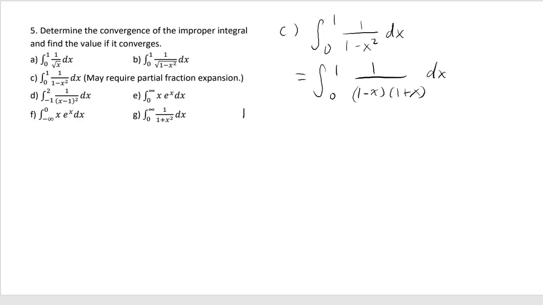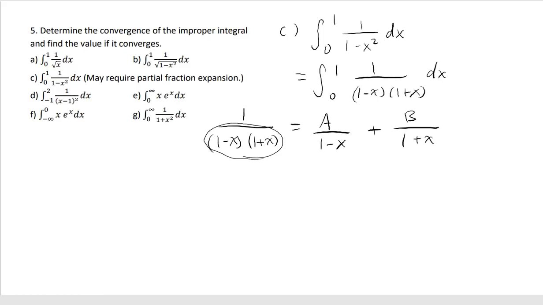So let's figure out how it is decomposed into two fractions. I'm going to write one of them as a over 1 minus x and the other one as b over 1 plus x. Multiply both sides so that the left side just has 1, whereas on the right side I have a times 1 plus x and then b times 1 minus x.